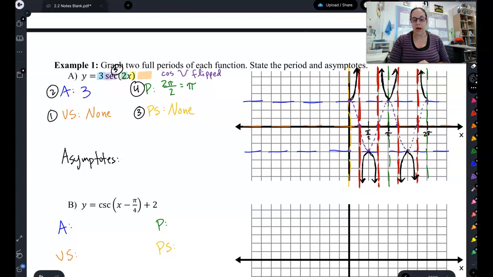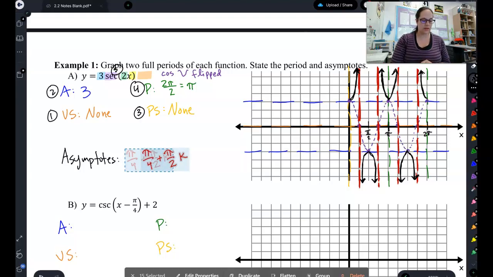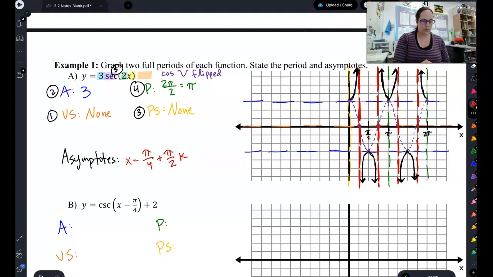Now, let's list where our asymptotes are. The easiest way to do that, find the first asymptote. So it looks like the first one is right here at pi fourths. Plus, let's see, the next asymptote is right here at 3 pi fourths. So it looks like they're pi halves apart. To get from this one to this one, I add pi halves. To get from this one to the next one, I add pi halves and keep going. So plus pi halves k. Oops, and I should have been more exact with this. Asymptotes are always x equals. And that gives us all of our asymptotes.